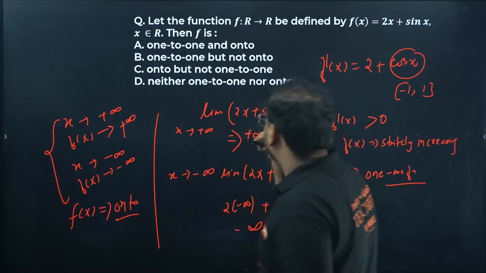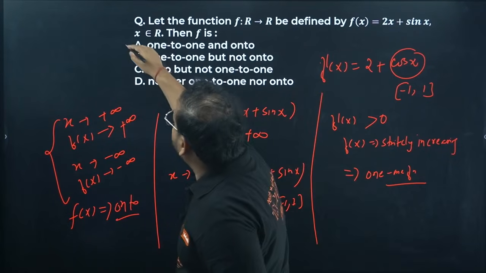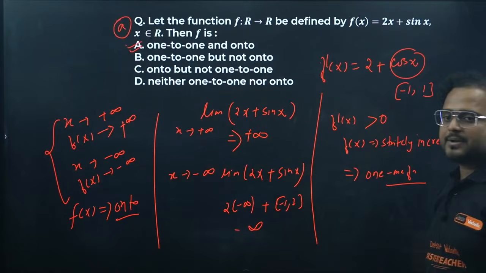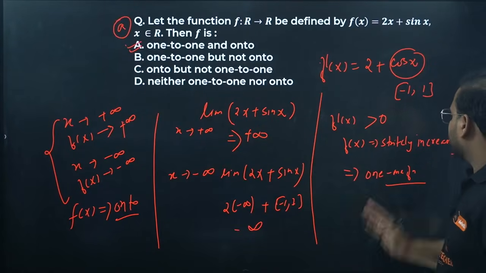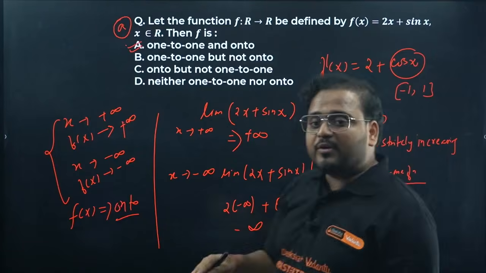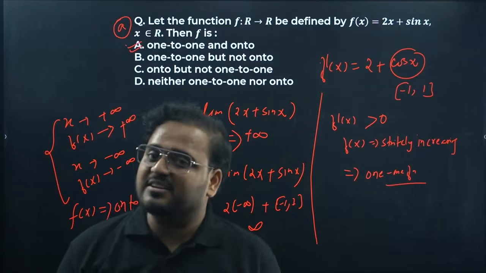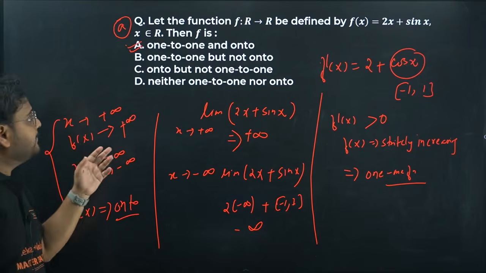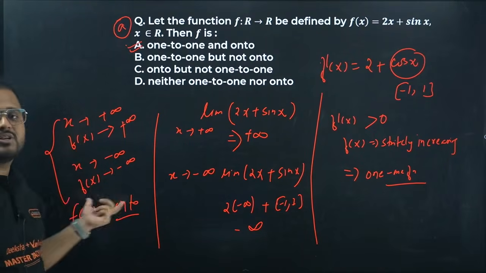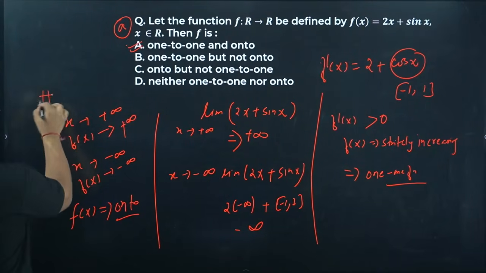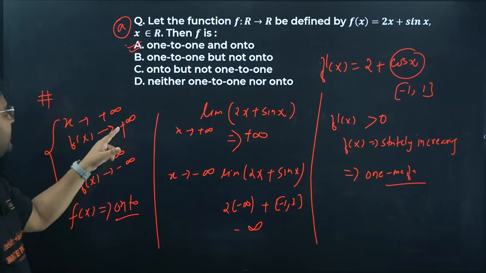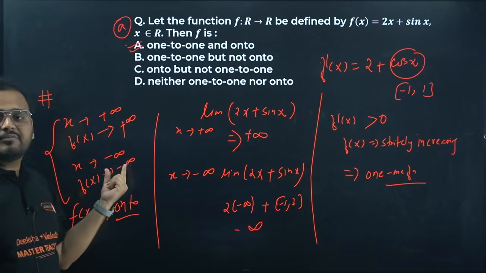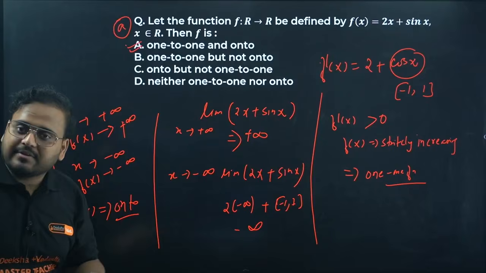So the answer is both one-one and onto, so option A. Please check. This is for one-one and that is for onto. For one-one, what you're going to do is take the derivative and check for increasing or decreasing function, and from there you can check it is one-one. For onto, check the limit condition. This is the concept. X tends to plus infinity, f(x) should also tend to the same side. X tends to negative infinity, f(x) should also tend to the negative infinity side.